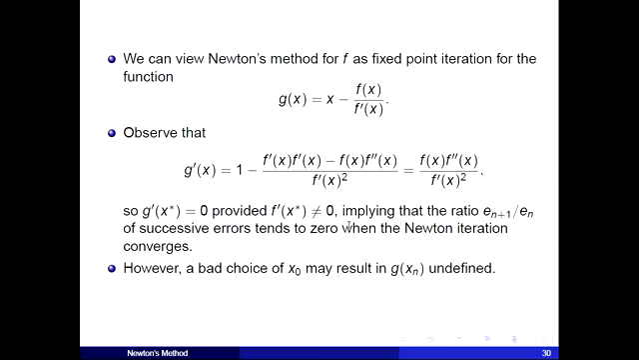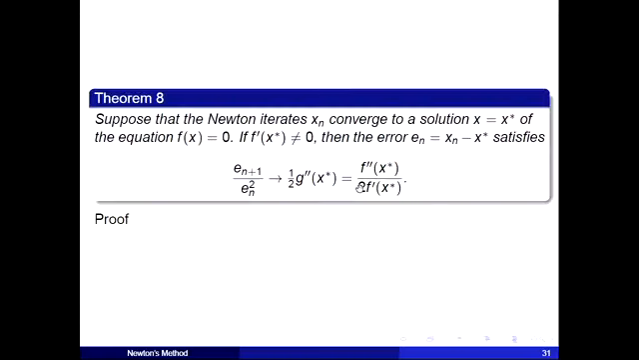So the theorem is, suppose you take e_{n+1} over e_n squared. Okay? Then it will converge to some fixed number. And the fixed number is given by this: f double prime over 2f prime. So before we prove this, let's see, what is the consequence? What is the significance of this result?